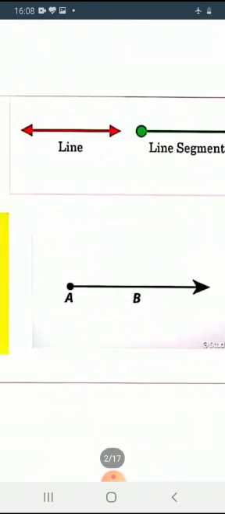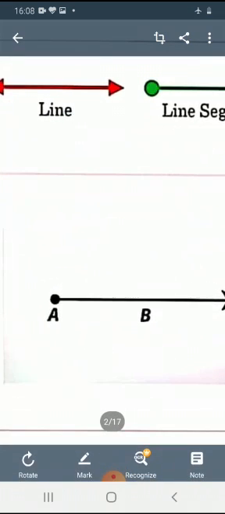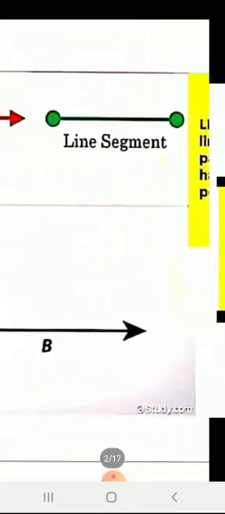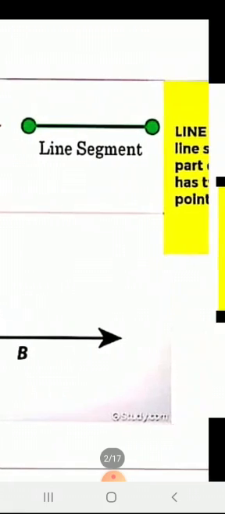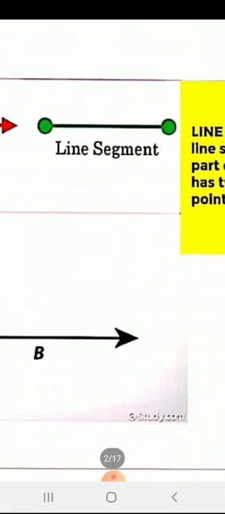Now see the line segment here. The line segment is shown with 2 dots. That means a line segment has 2 endpoints. This line segment is also a part of a line, but it has only 2 endpoints. It cannot extend. A line segment is a part of a line with 2 endpoints.